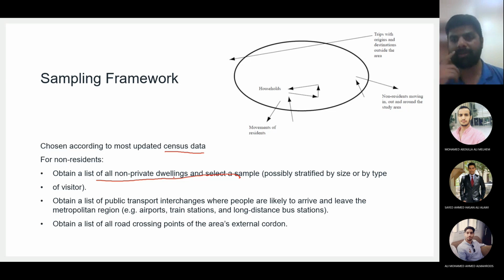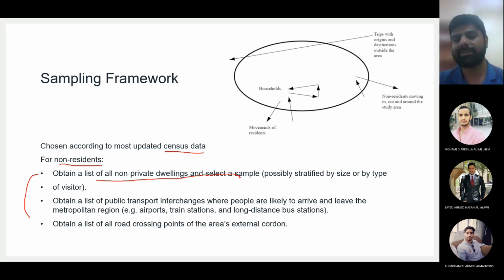Okay, so you can get the data from there as well. It will help you to know how many non-residents you should be collecting data from and where they are coming from. Or you can obtain the data from external cordons. You go to these external cordons and do your own survey. You ask people where they are coming from, whether they are resident or non-resident. Okay, so these are the different sources of data about non-residents.